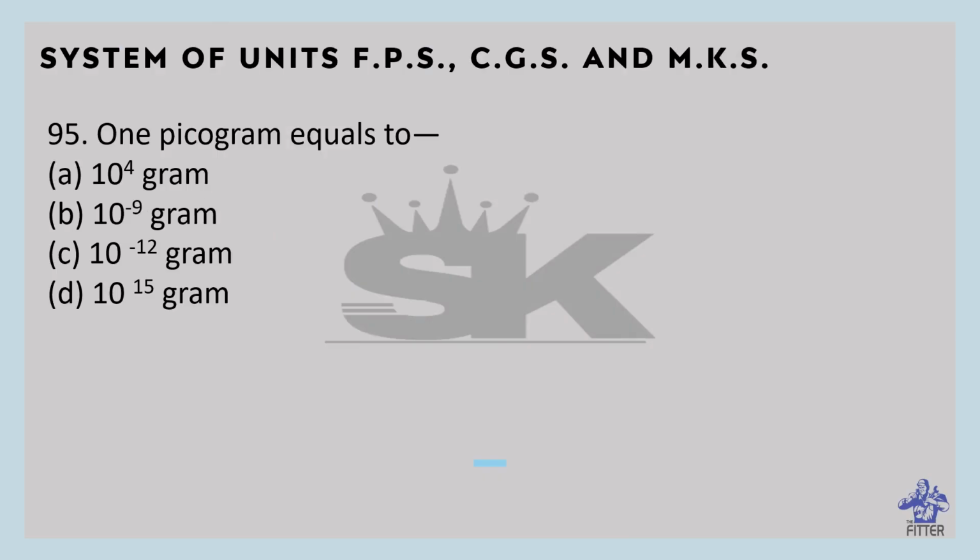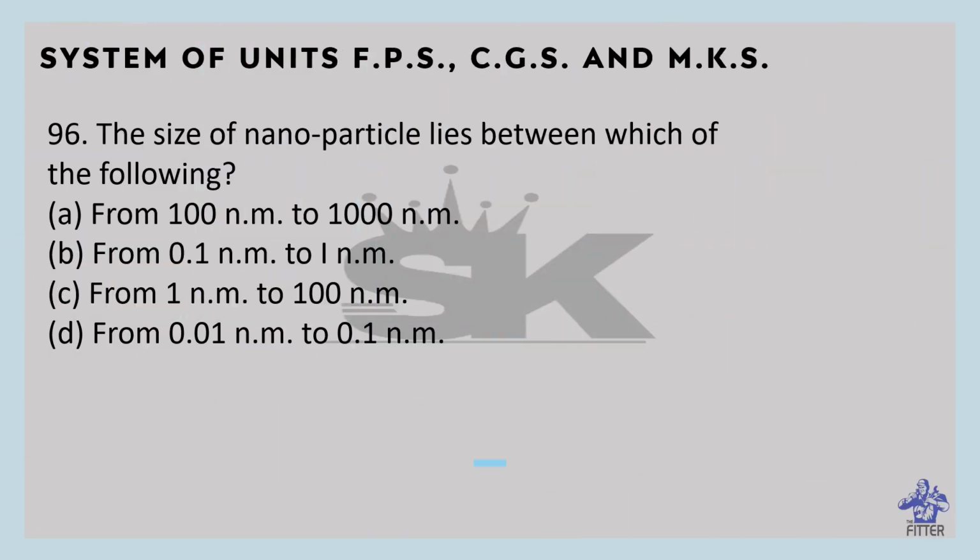1 picogram equals to 10 to the power of minus 12 grams. Okay. Nano means 10 to the power of minus 9. Micro means 10 to the power of minus 6, right? Femtogram means 10 to the power of minus 15. Okay. The size of nanoparticle lies between which of the following? That is option C, 1 nanometer to 100 nanometer. Okay.